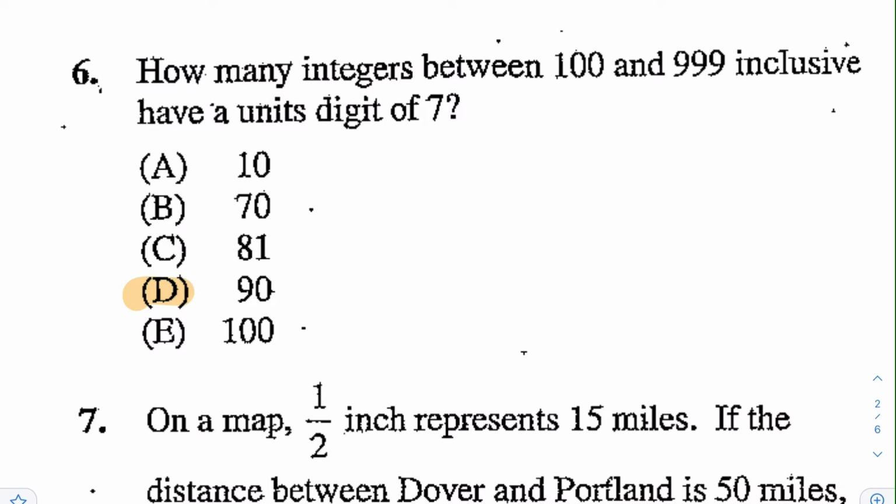Next, for number 6, how many integers between 100 and 999 inclusive have a unit digit of 7? So when you're making digits, specifically 3-digit numbers, this is essentially a permutation or a counting principle question, because you're choosing digits for the ones place, the tens place, and the hundreds place. So you must have a unit digit of 7. So the ones place must be a 7, which means you only have one choice for the ones place.